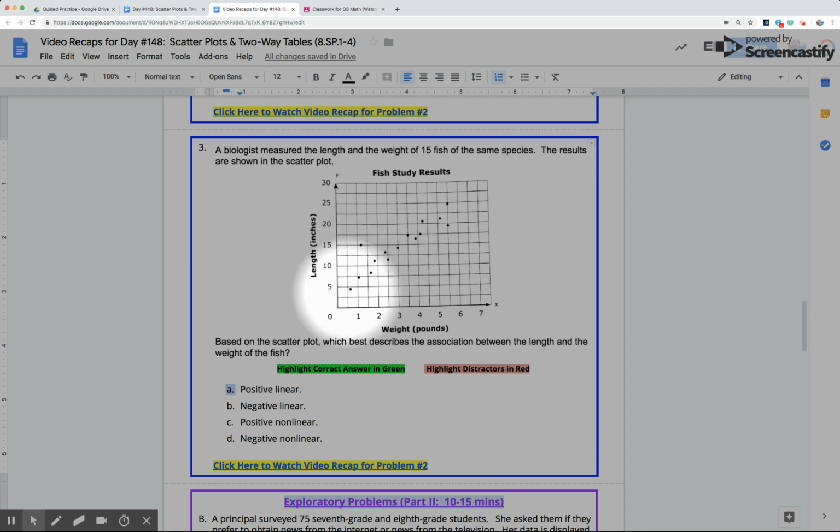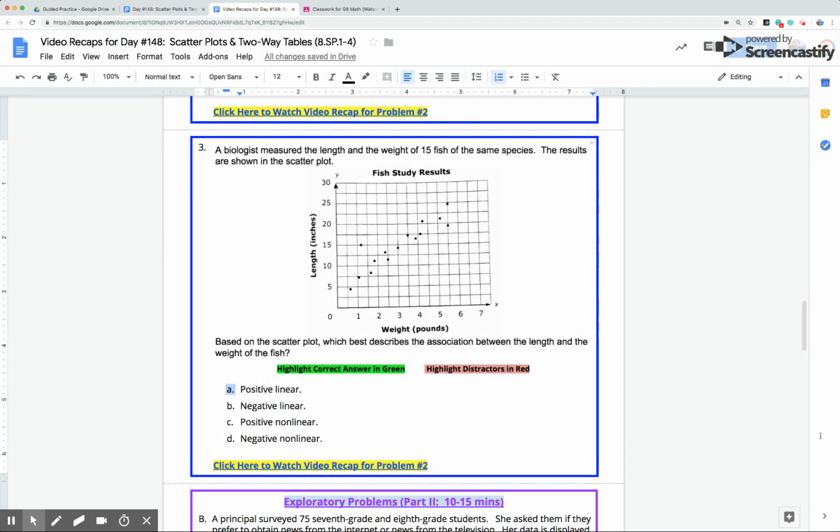And these fish that only weigh 1 or 2 pounds are just 5 to 10 inches in length. So we see that it's a positive association. As x gets bigger, y gets bigger. And it also tends to follow a straight line pattern. So even though they don't fit perfectly on a line, we would still call it a linear association.